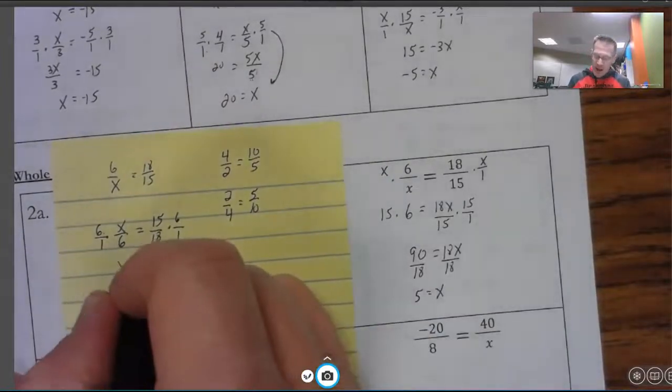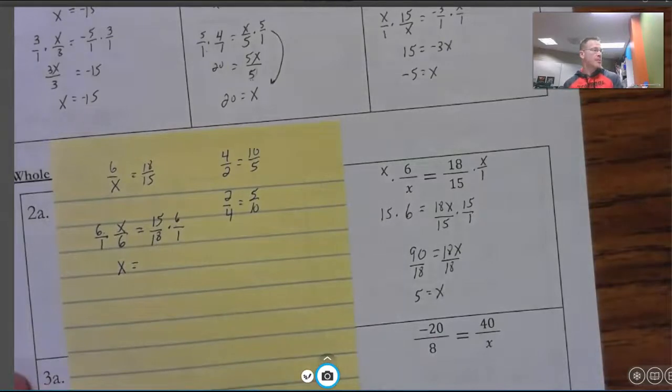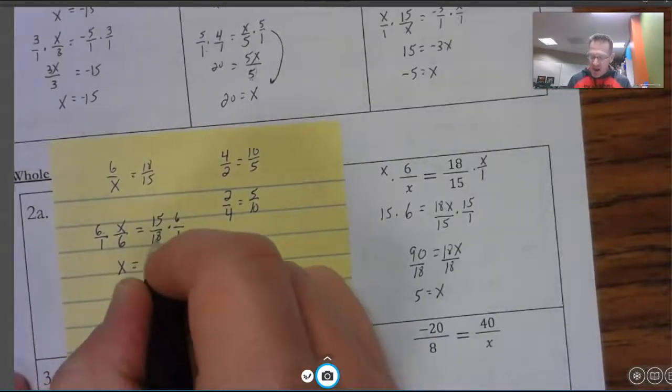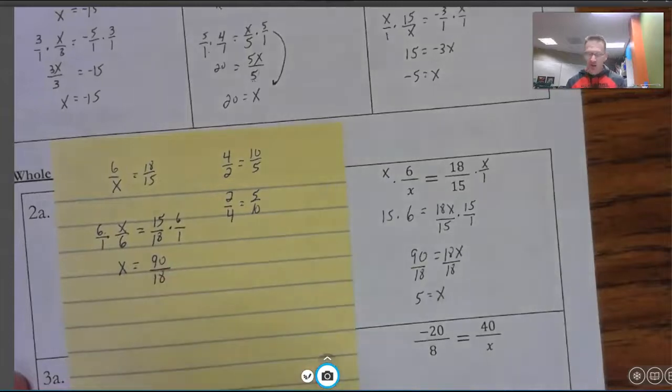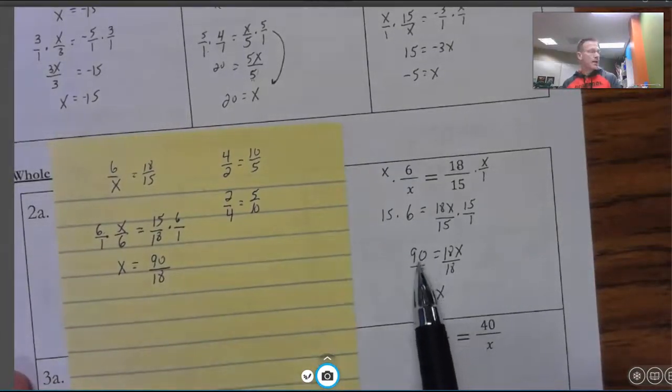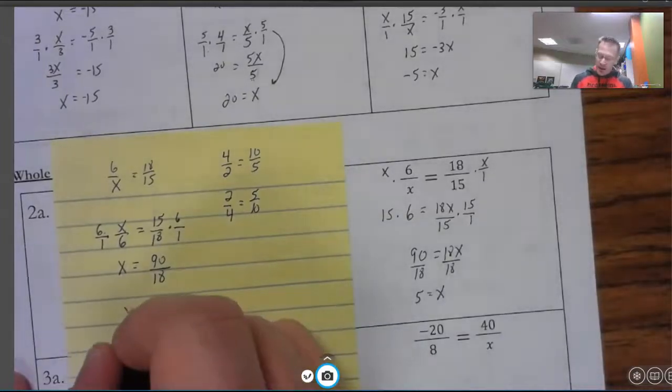That's the 1, so I get x. Now notice what happens when I multiply this side: I do 15 times 6, which is the 90, and 18 times 1, which is the 18. So notice I get 90 divided by 18, which is what we had right here. And then there's the x equals 5.